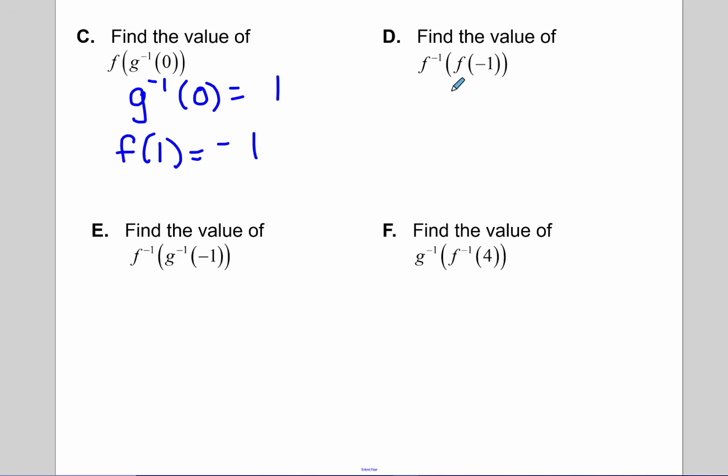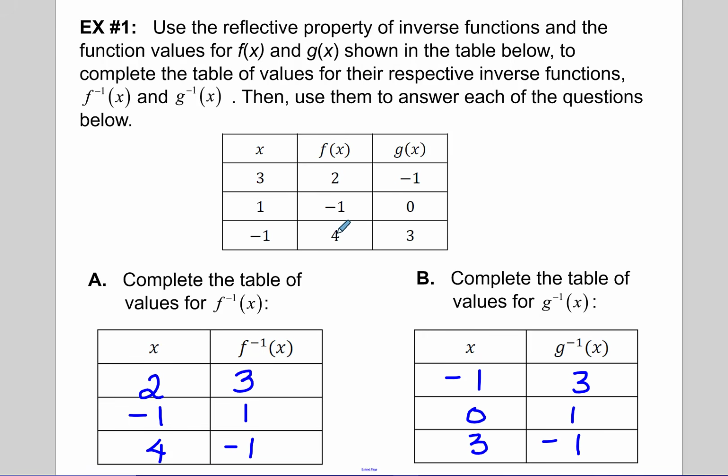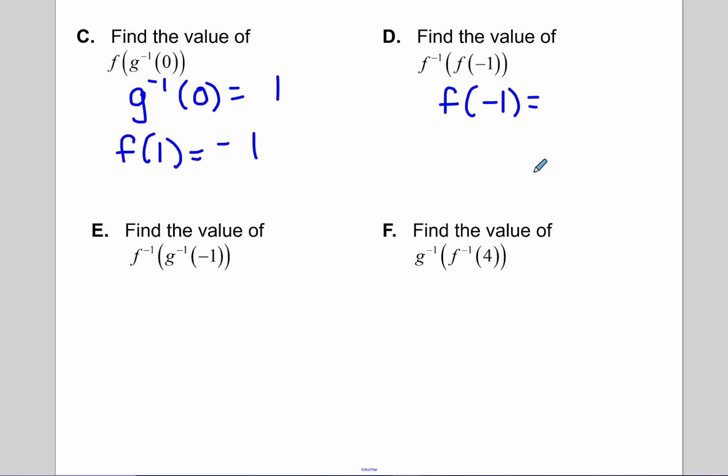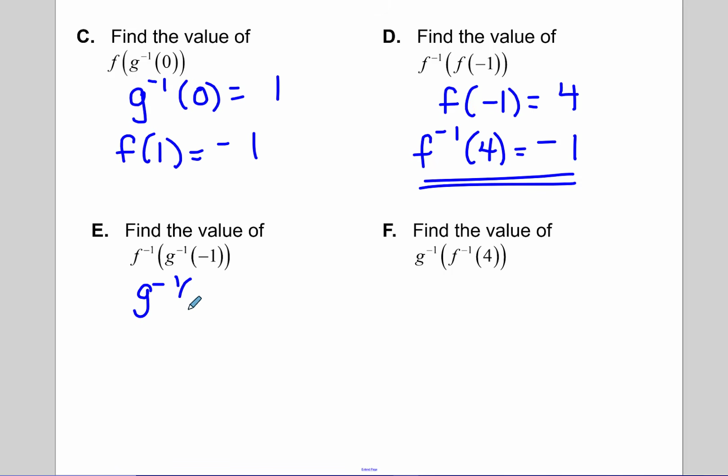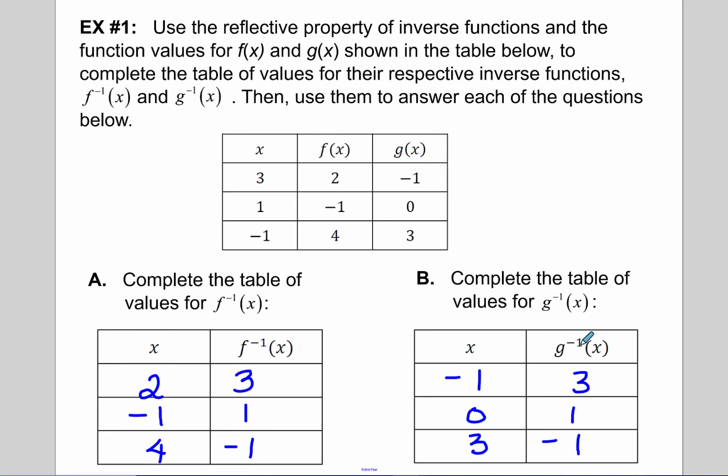On letter D, f of -1 is 4. So the f inverse of 4 is -1. They just undo each other. On E, g inverse of -1 is 3.